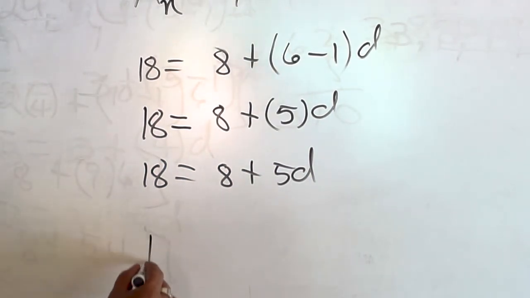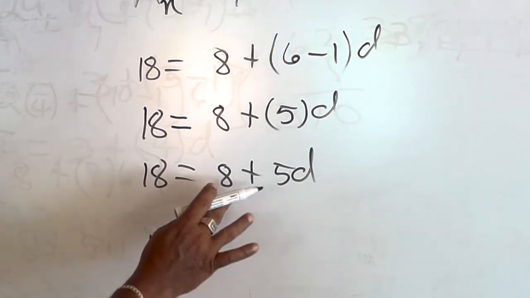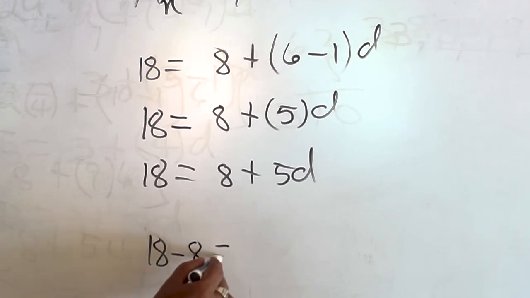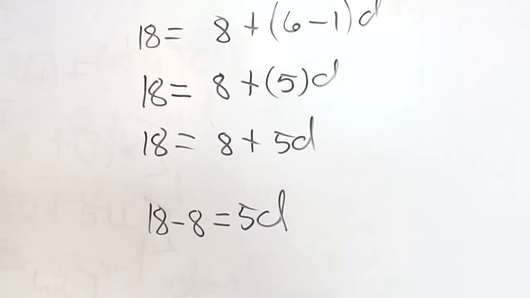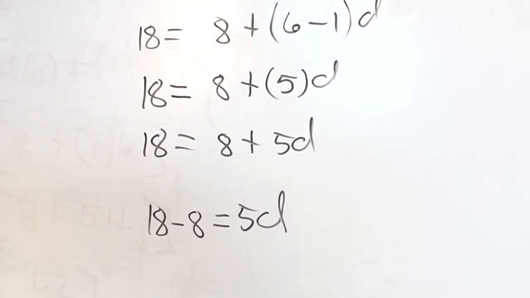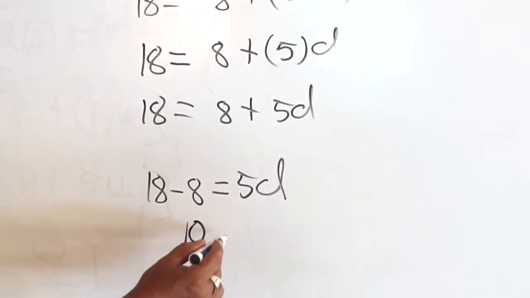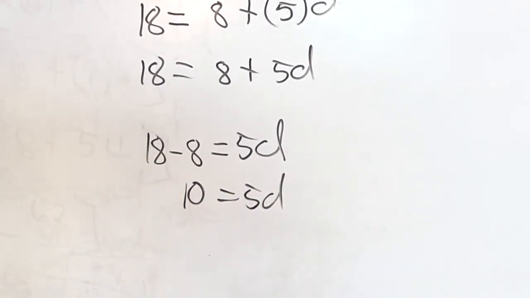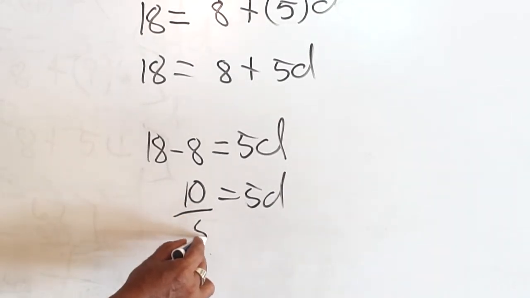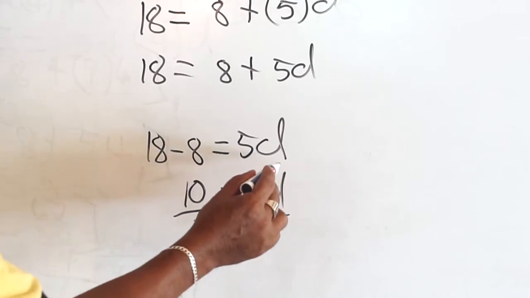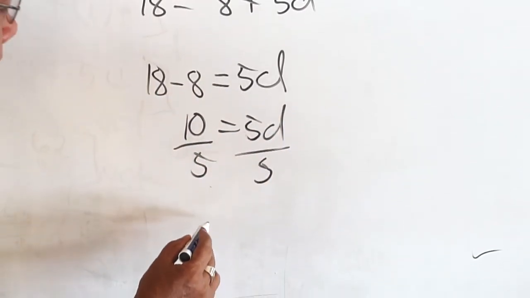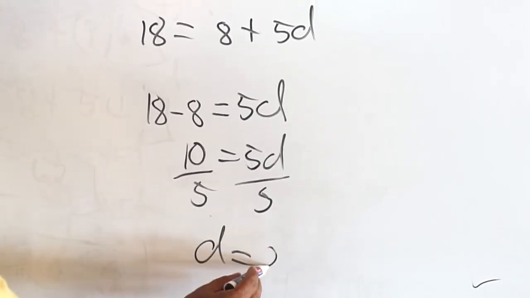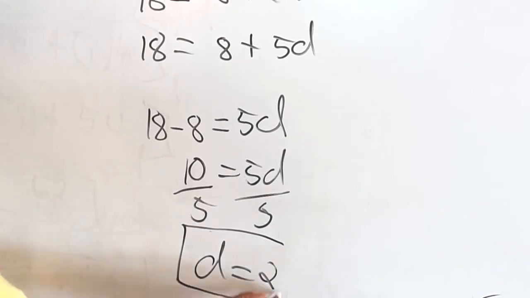So we have 18, positive 8, it becomes negative 8. Then equals 5D. So 18 minus 8, so we have 10. Then equals 5D. Then divide 5 both sides of the equation. So 5D divided by 5, so we have D. Then 10 divided by 5, so the answer is 2. So therefore, the common difference is 2.